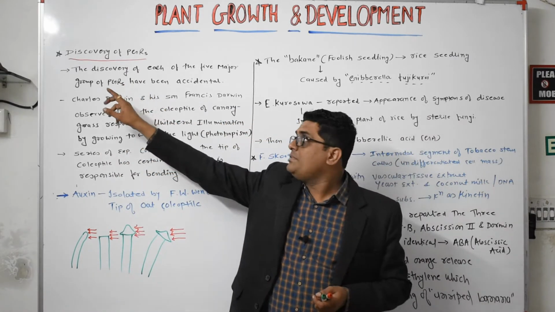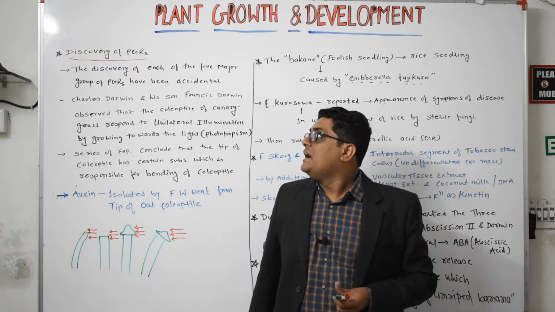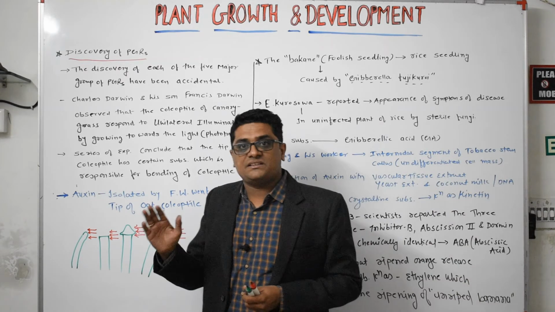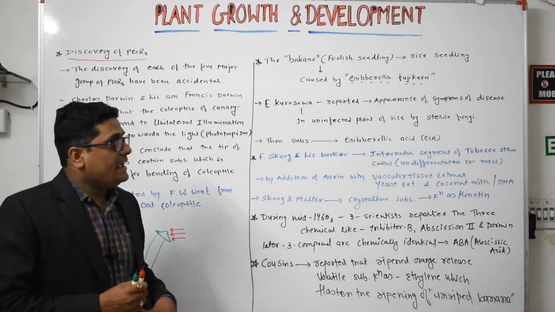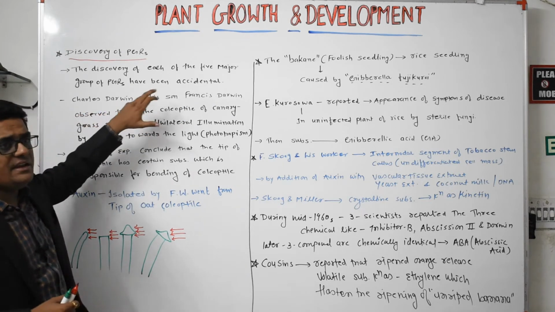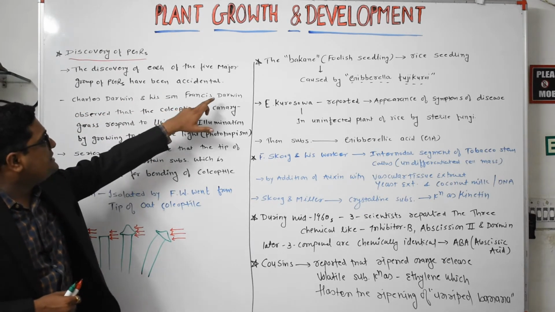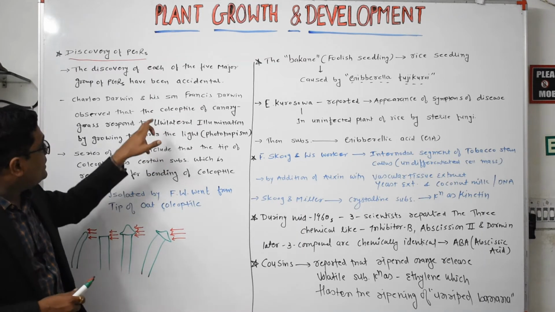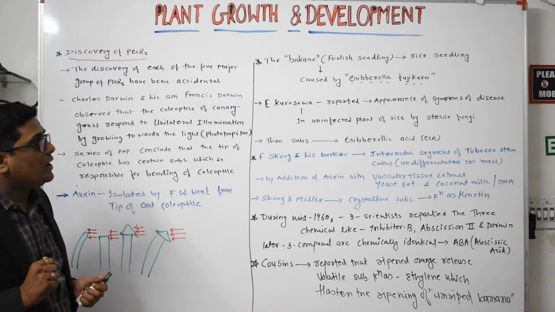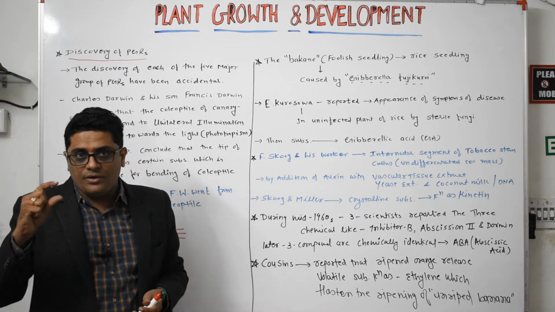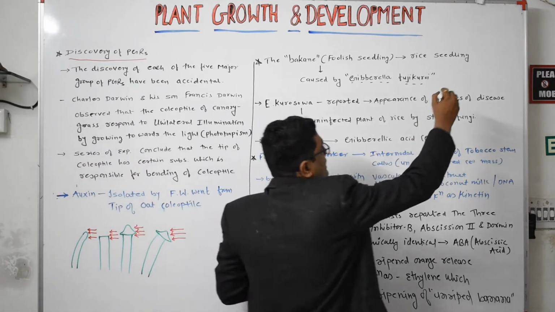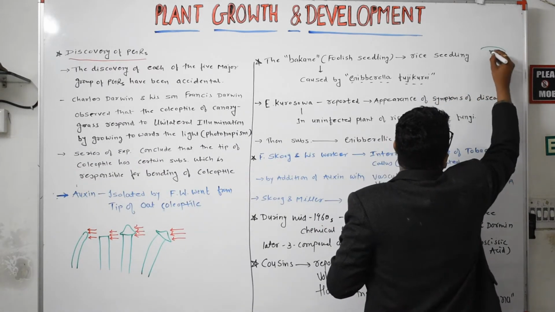Actually, the discovery of the plant growth regulators has been accidental, meaning they were not deliberately discovered but found accidentally. The first time, Charles Darwin and his son Francis Darwin observed the coleoptile of the canary grass plant. Now, what is coleoptile? Coleoptile is the part of the plumule which protects the plumule, as we discussed in the monocot seed.